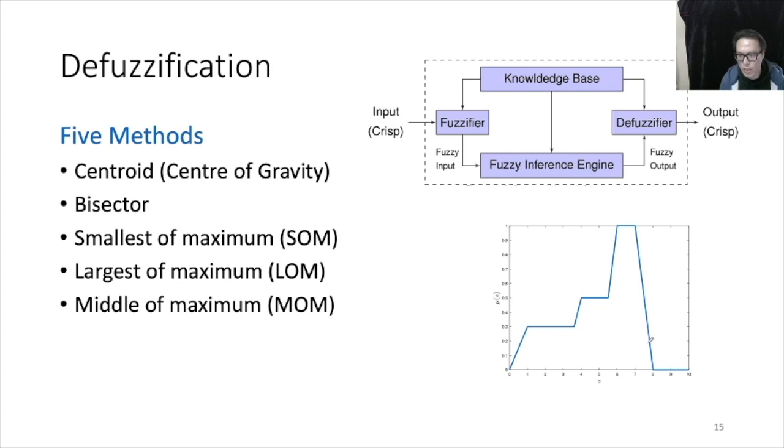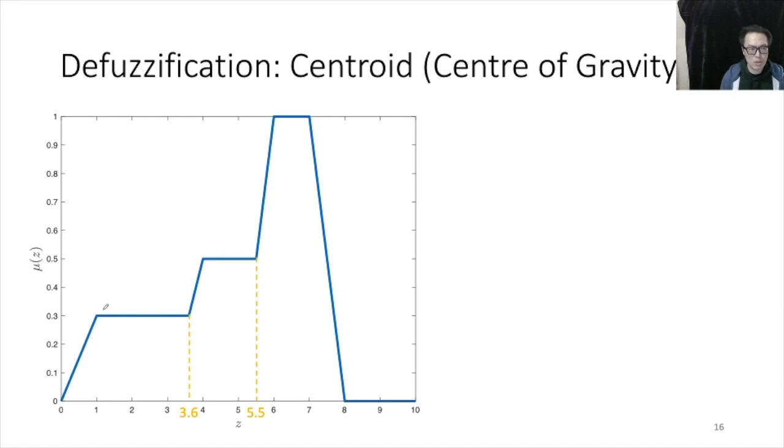We have this shape. How do we turn this shape into a numerical value? That is defuzzification. I'm going to introduce five methods. The first one is the centroid method, or we call this the center of gravity. Another one is bisector, and then smallest of maximum, largest of maximum, as well as the middle of maximum.